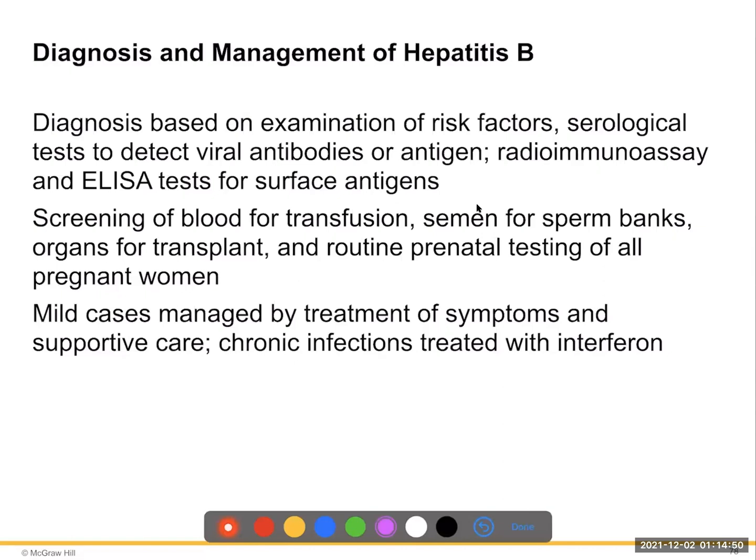Mild cases are managed by treatment of symptoms and supportive care. Chronic infections are treated with interferon.